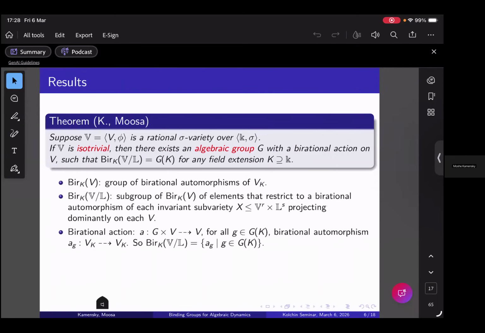Now, what do I mean by birational action? I just mean a birational action map from G cross V to V. But I want it to be defined on all elements of G. So for every element of G in any field k, I get some birational automorphism of V_k, and so I get a map from the k-points of G to Bir_K(V), and the claim is that this map identifies the points of G with this group that I defined.